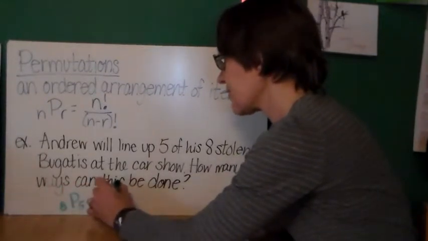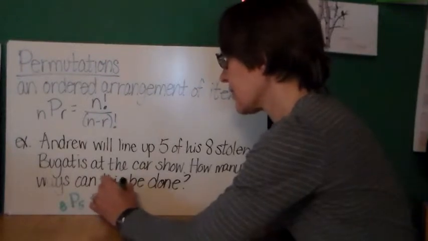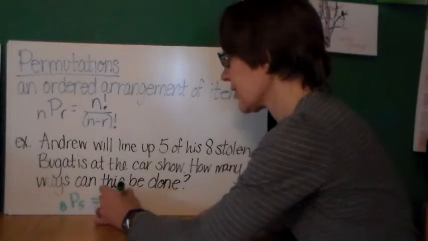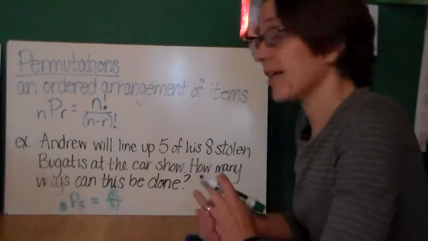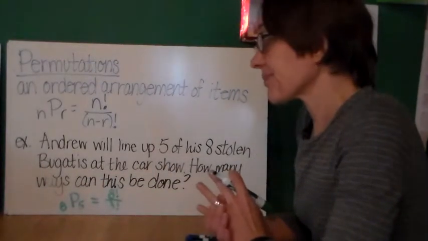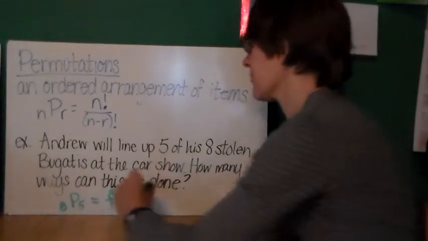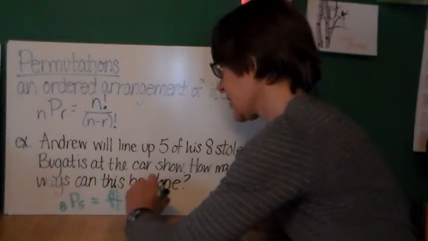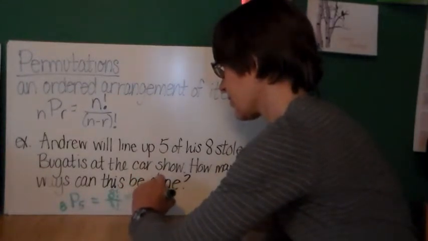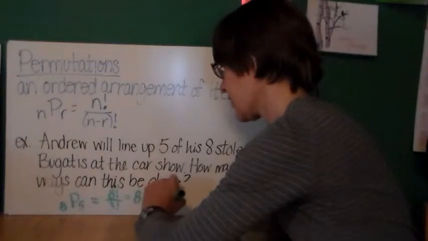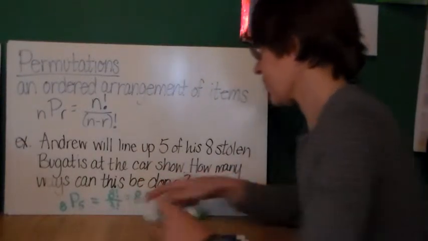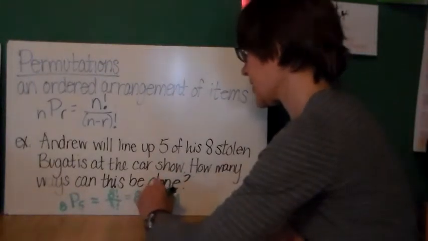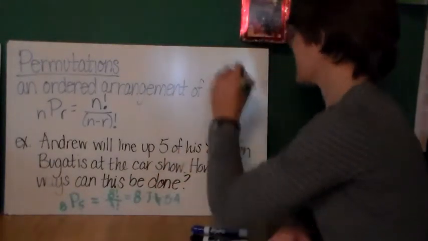So this is going to be 8 factorial divided by 8 minus 5, or 3 factorial. And you should be able to calculate this directly using your calculator. I'm stuck in the unfortunate position right now of doing this by hand. So it's 8 times 7 times 6 times 5 times 4, because it cancels out with 3, 2, 1 in the denominator. Fortunately, that's 6. So I'll have 35 times 32.